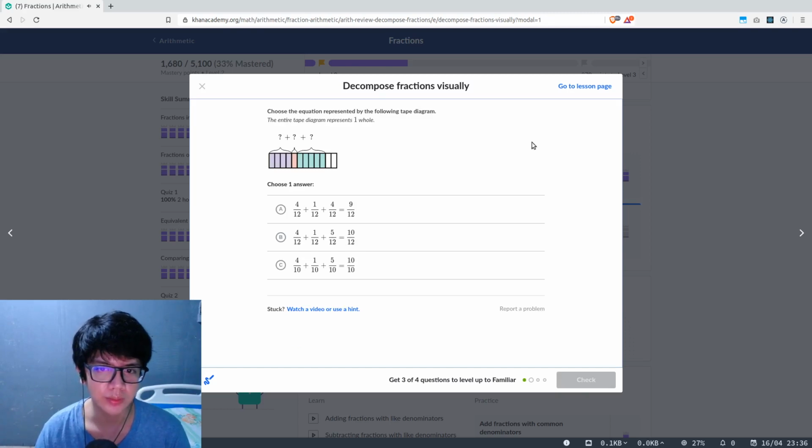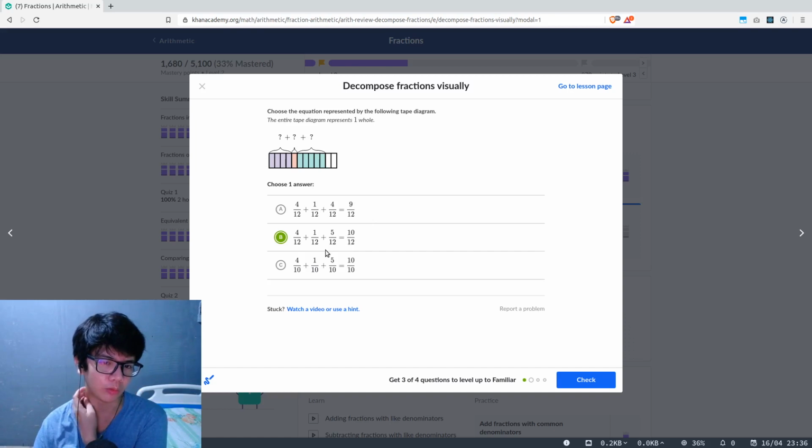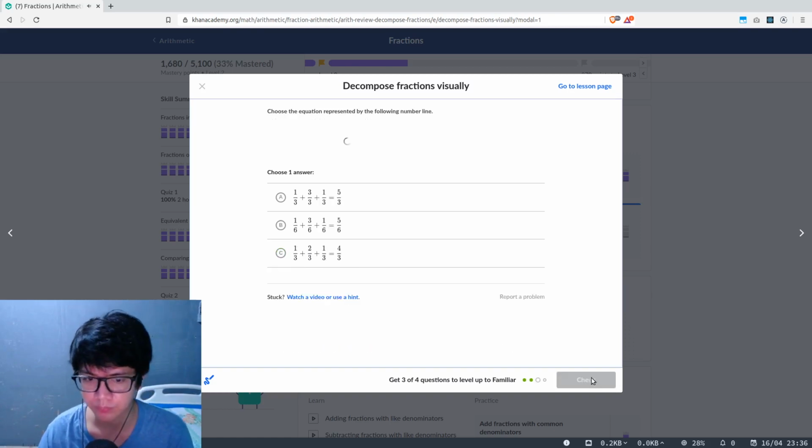Choose the equation representing the tape diagram. They say total 1, 2, 7, 8, 9, 10, 11, 12. Okay, this is 12. So one of these. Definitely this one. So 4 plus 1. It's been 9. Wait, what? This doesn't even add up. Oh, this adds to 5. Yeah.